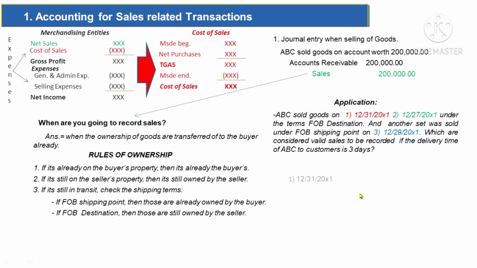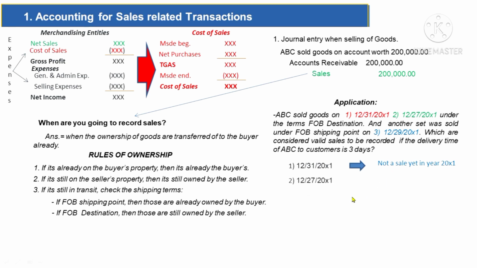So let's start with the sales on 12/31/20x1. As you can see, the goods here are already shipped at the last day of 20x1. So it means the goods will arrive to the customer's premises in the next year already because of the 3-day delivery period. It means that in the current year, which is 20x1, the goods are still in transit. So you need to find the shipping terms. And in here, it is said that it is on FOB destination. So it means to say, you can't record it as sales for 20x1 because it's clearly a sale on 20x2.